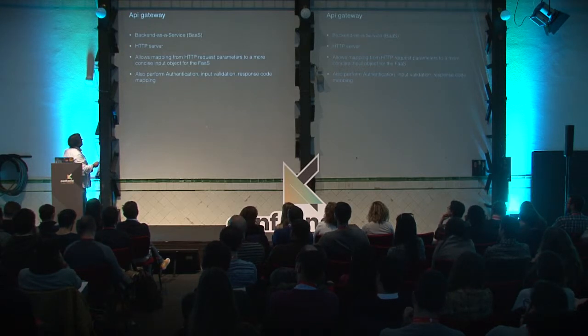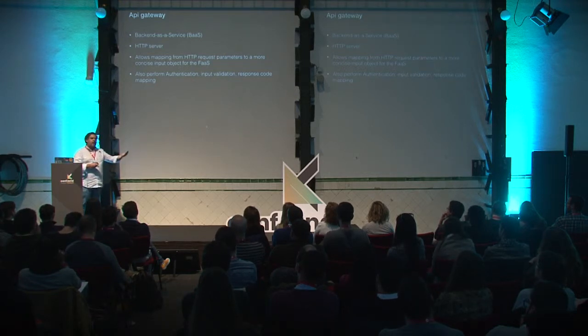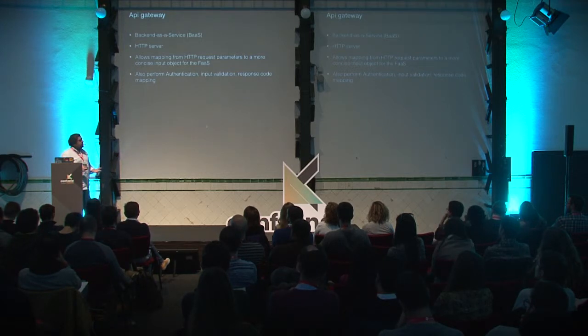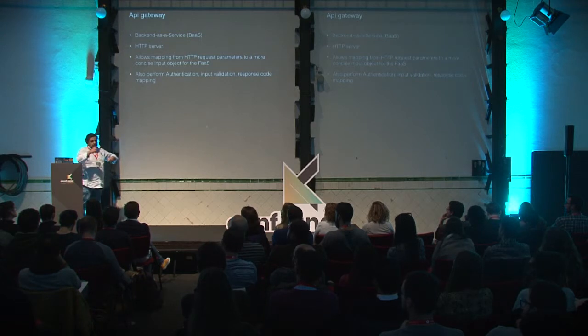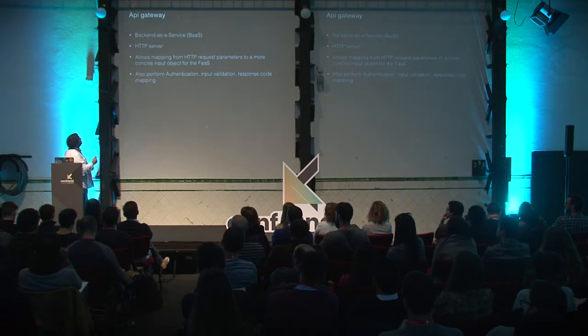One really interesting thing is you can add authentication. So if your API needs an API key or a user token, it can validate that. It can also validate the input, the data you're sending, and the response codes mapping. So it can send back a 200 or a 403 or whatever, and all that stuff. So all of that is done on the API Gateway.